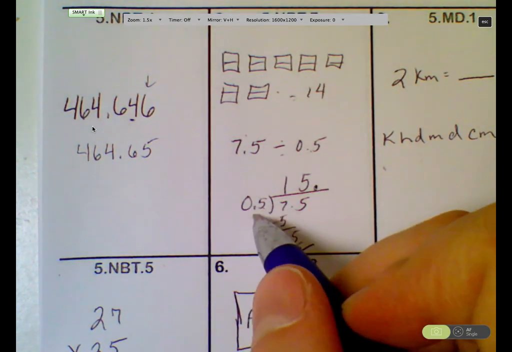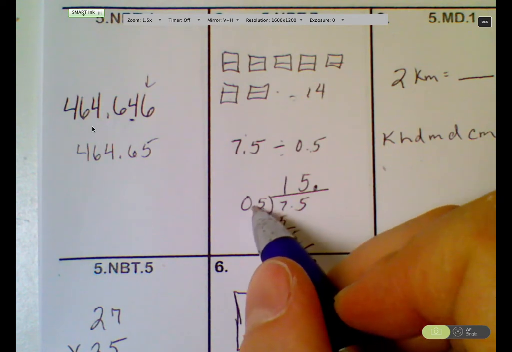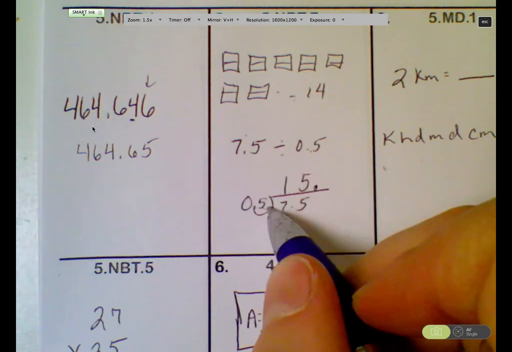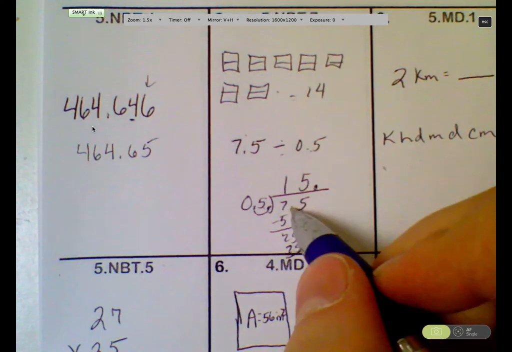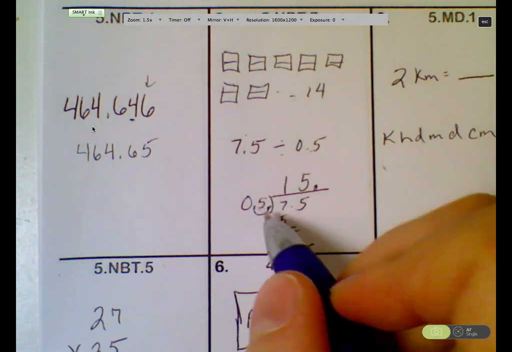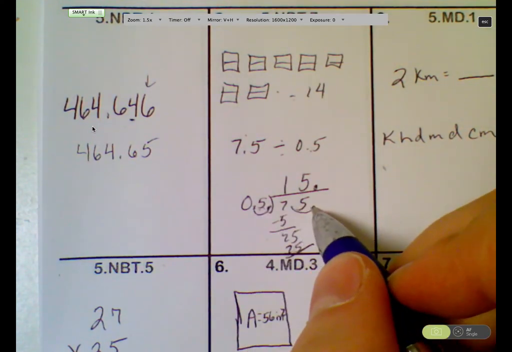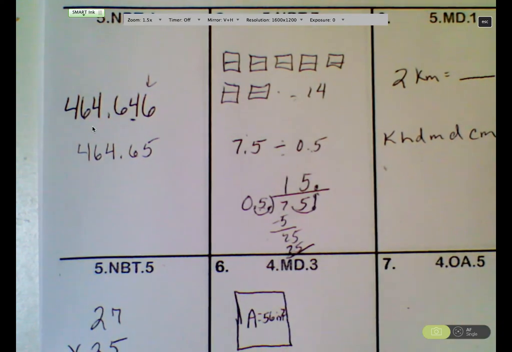Really what you're supposed to do is you take your decimal point in the divisor and move it over until you make it a whole number. And however many times you move it in the divisor, you also move it that many times in the dividend. And then your decimal point goes straight up.